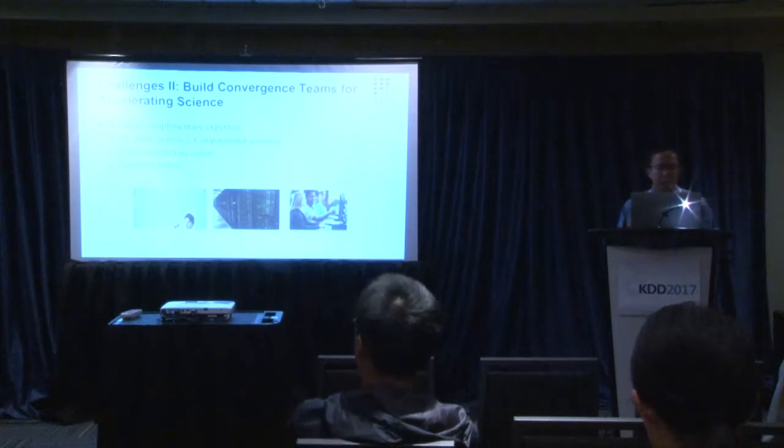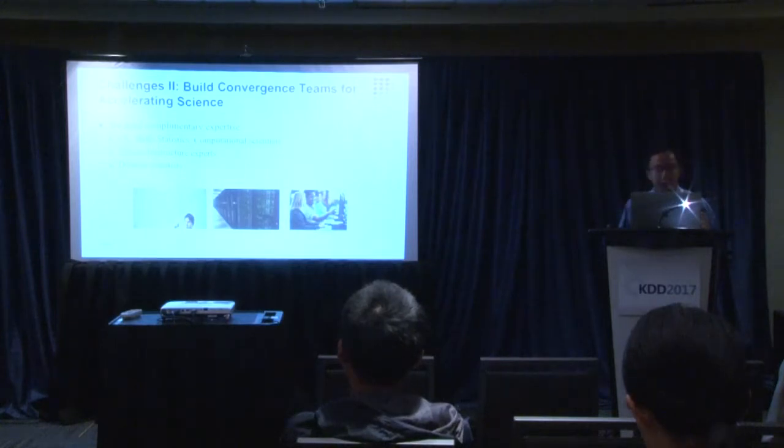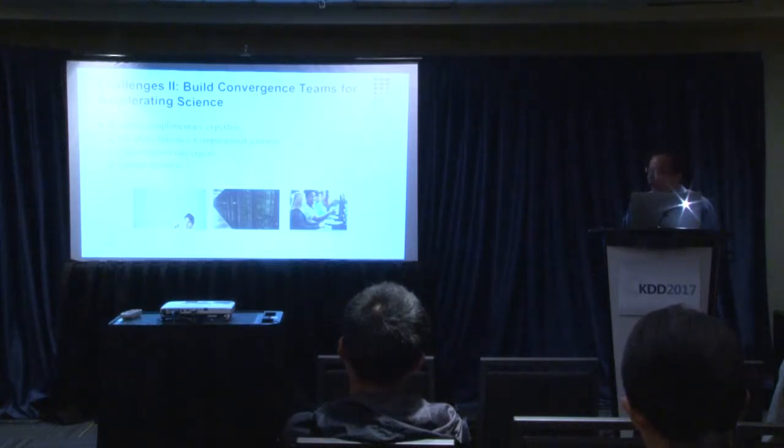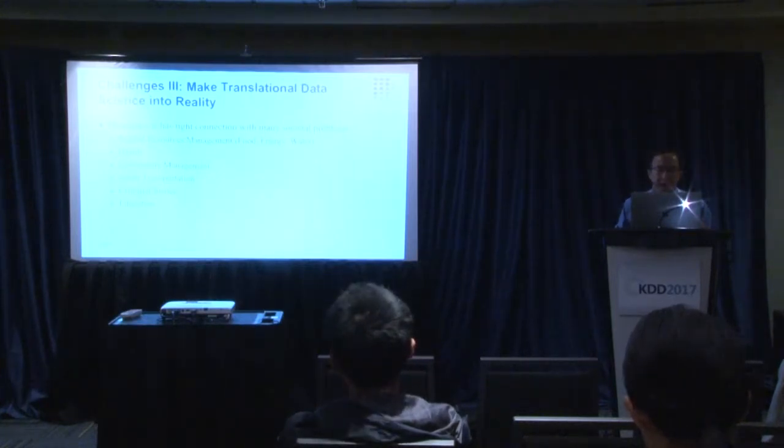So the second part is that in accelerating science, we need a convergence team, especially in the concept of data science. So basically, we need people from computer science, from mathematics, statistics, and also computational science. But on the other side, we need people who understand large-scale infrastructure so that we can design algorithms, but we can also have the infrastructure to execute the algorithms. And also we need domain experts. And also making translational data science into reality is another challenge.